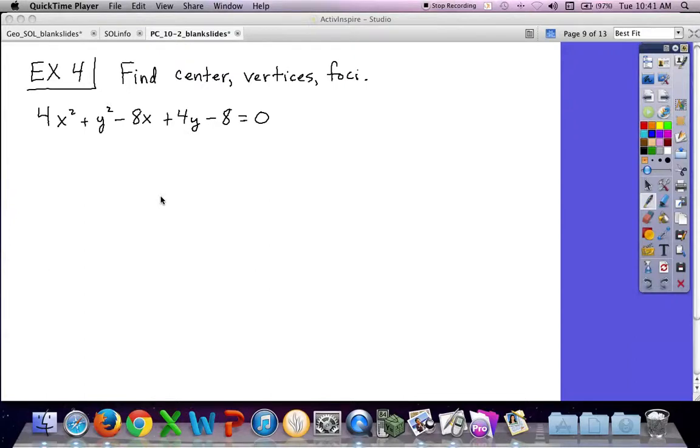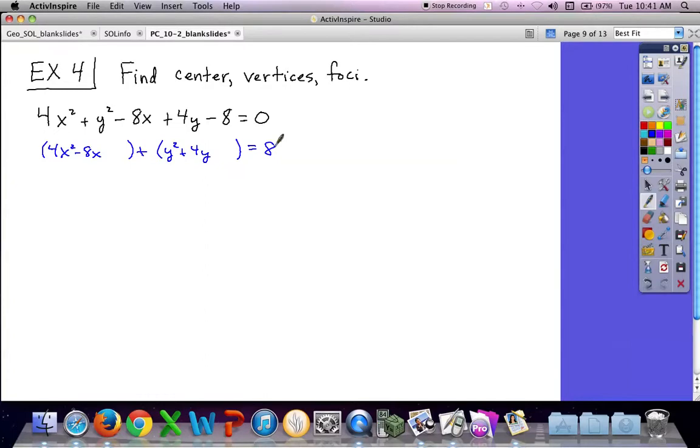Right, find the center, vertices, and foci. So I guess we have to complete the square again, because it's not in standard form. So let me get the x's together. Let me factor out the 4 from the x terms.